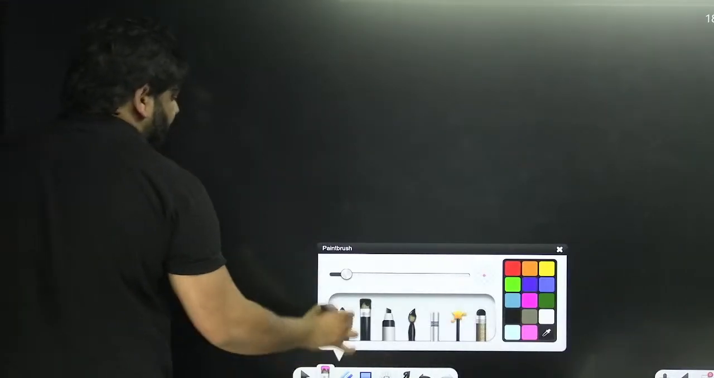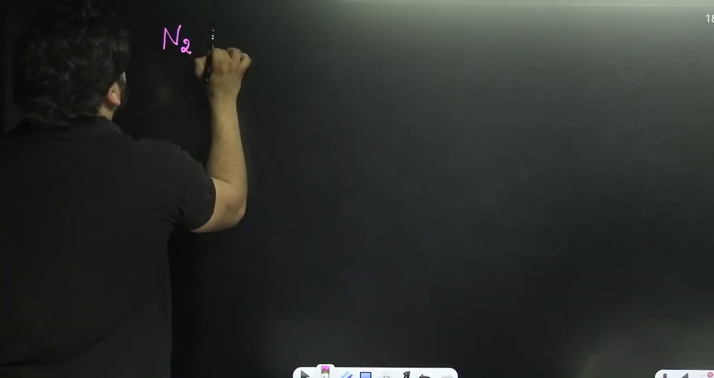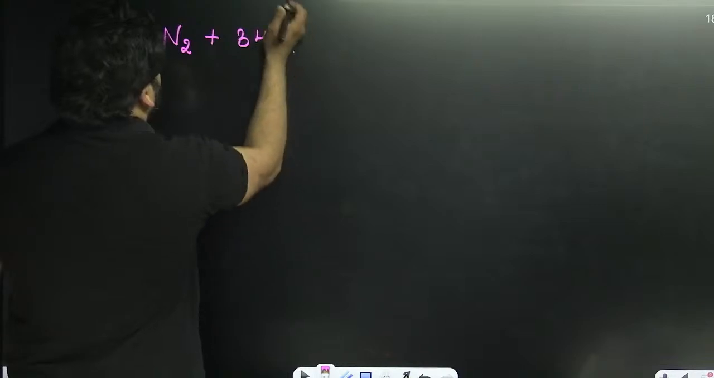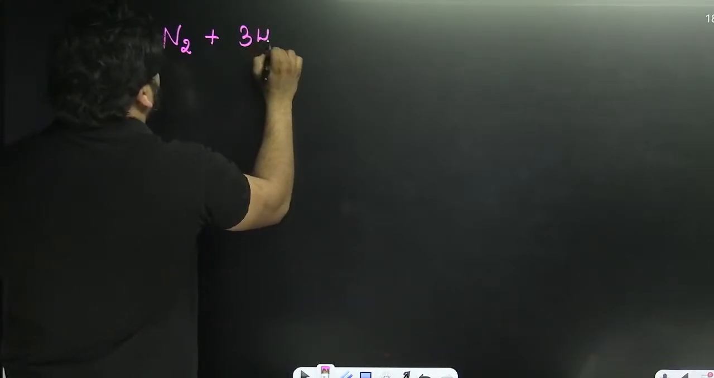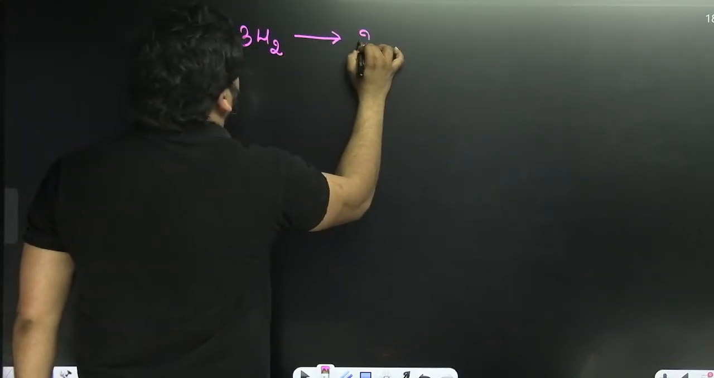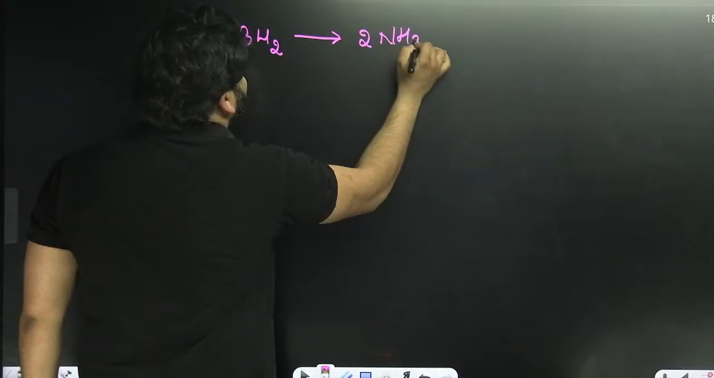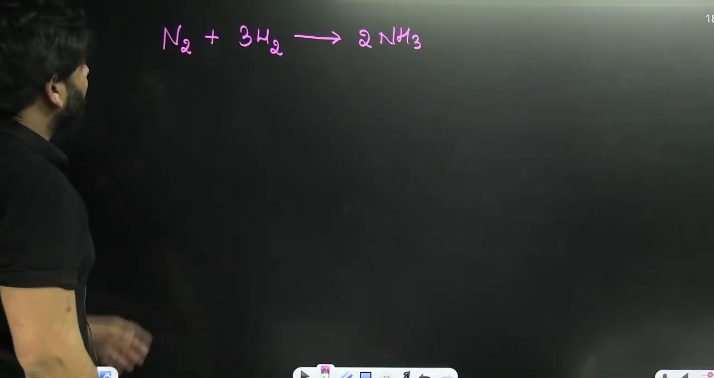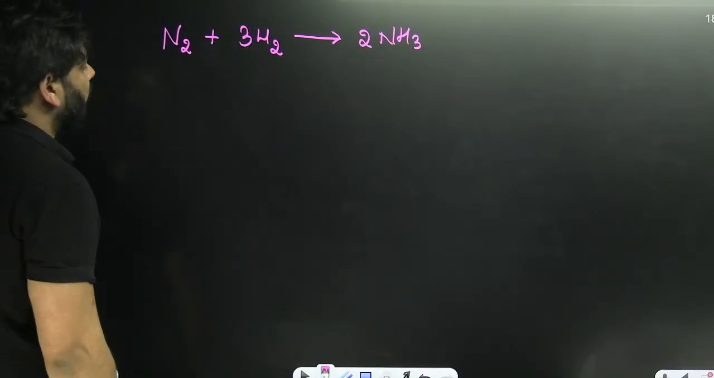Let me say some reaction is given to me. Some general reaction is here. We all know Haber's process of preparation of ammonia. So N2 plus 3H2 gives us 2NH3 in this reaction called Haber's process. Nitrogen and hydrogen are combined together to give you ammonia.